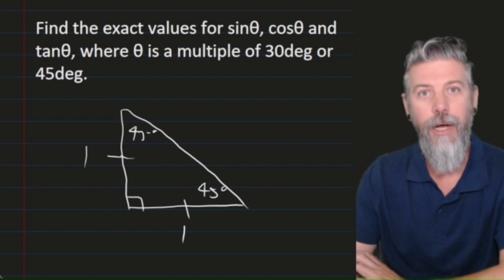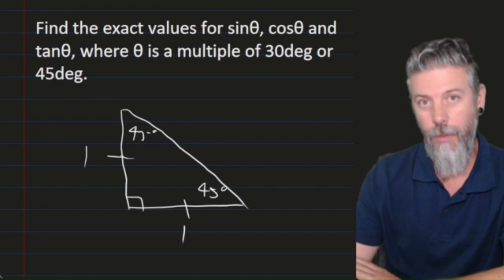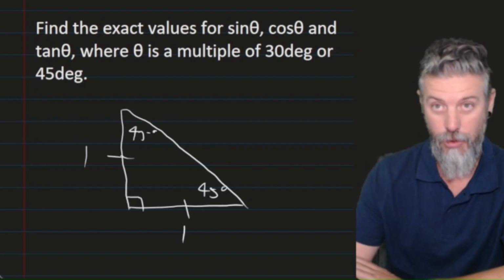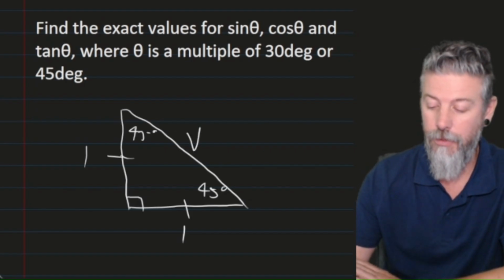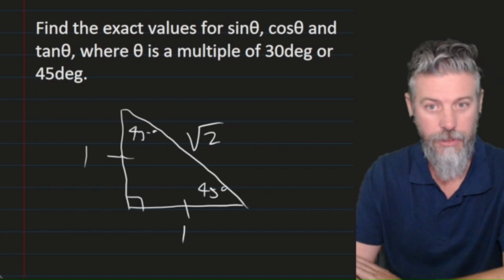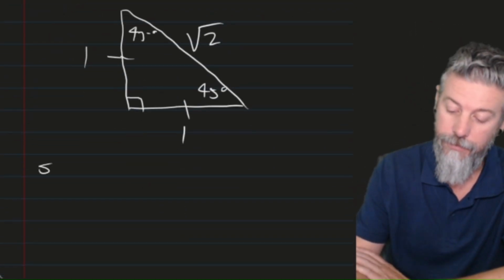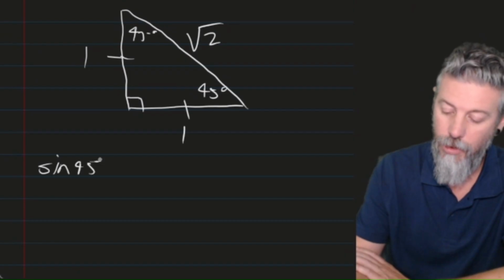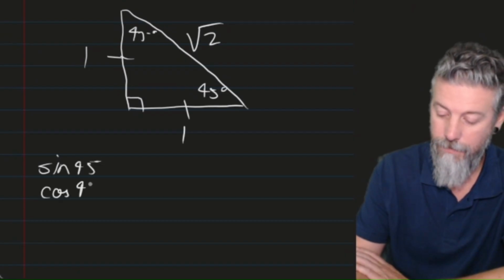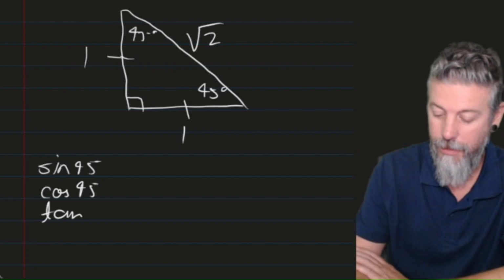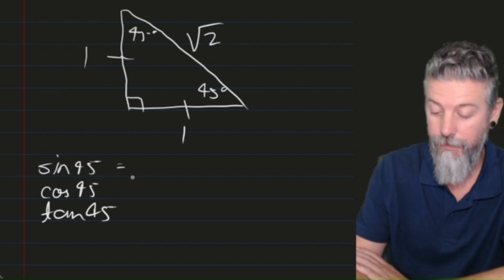So then we do a little bit of Pythagoras in our right angle triangle. 1 squared plus 1 squared is 2. And we take the square root of 2 and find the long side. So we now have sine 45, cos 45, and tan 45 from this one triangle.